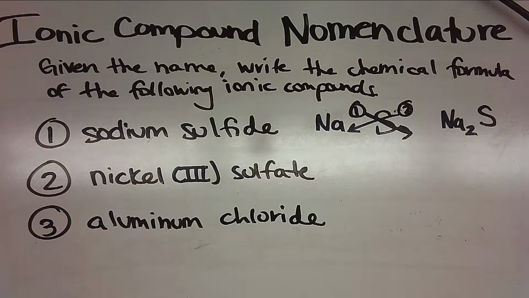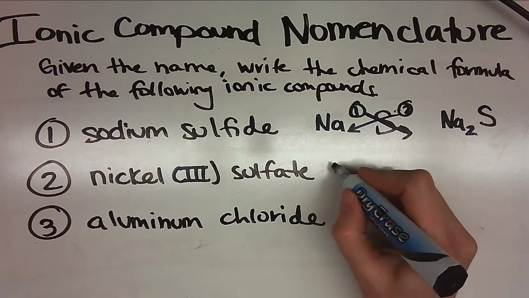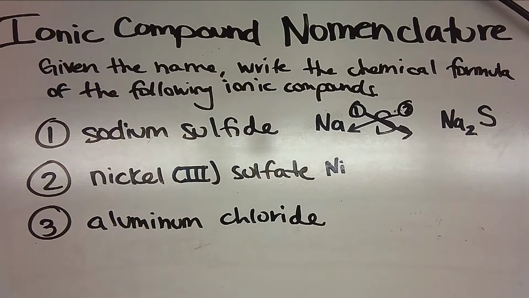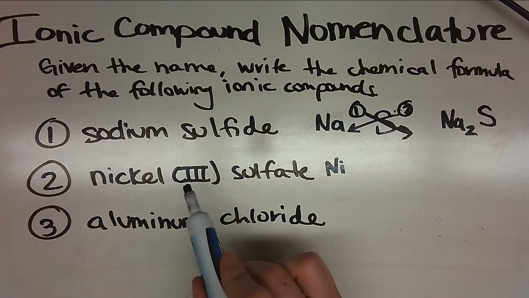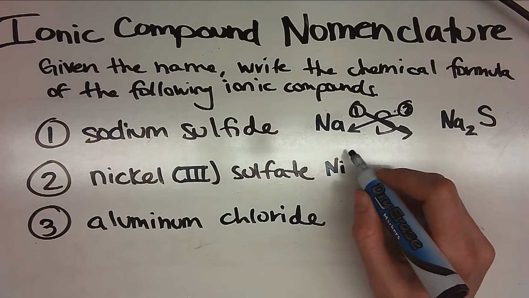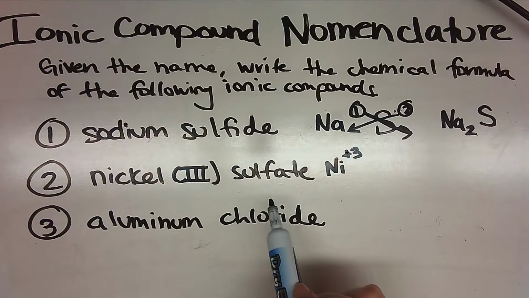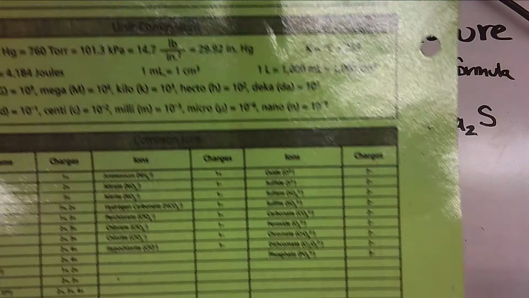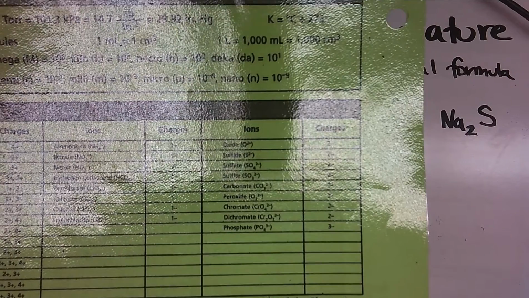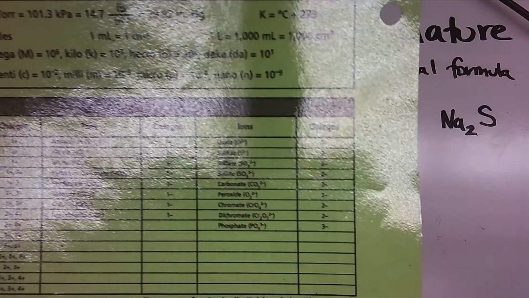All right, number 2, nickel(III) sulfate. So right off the bat, I know that nickel falls in the transition metals. I know that its symbol is Ni. I don't have to look up its charge. It's already given to me in the name. So this compound was formed with nickel with a +3 charge. Now sulfate is the name of a polyatomic anion, so I'm going to search the back of my sheet. I find it. Sulfate is SO4 with a -2 charge.